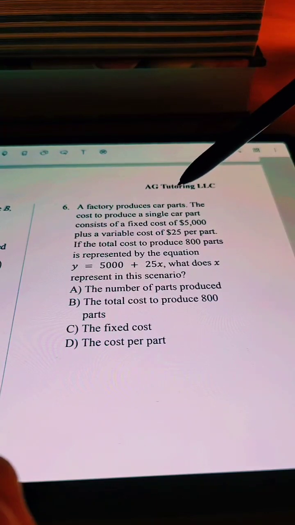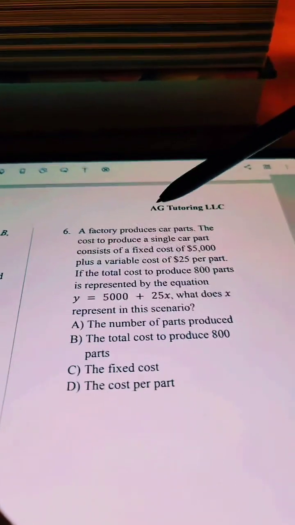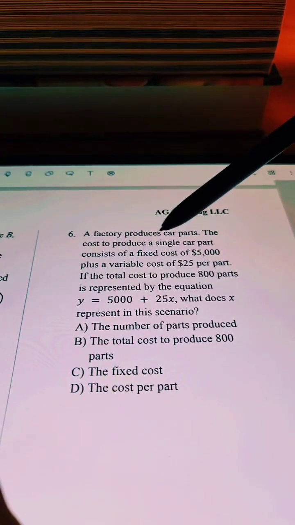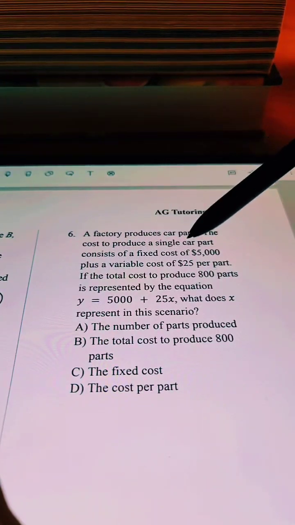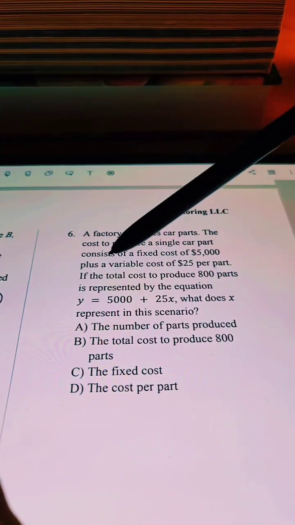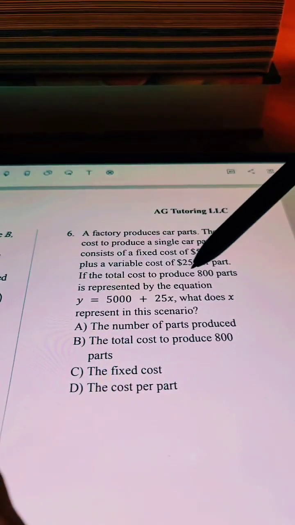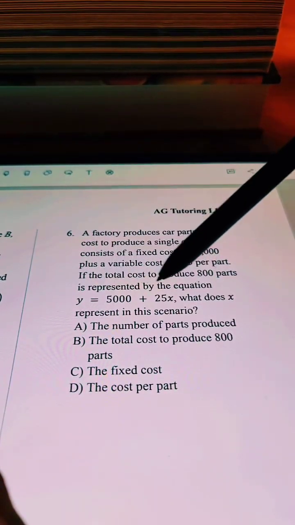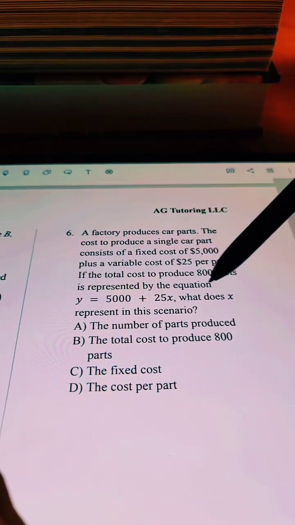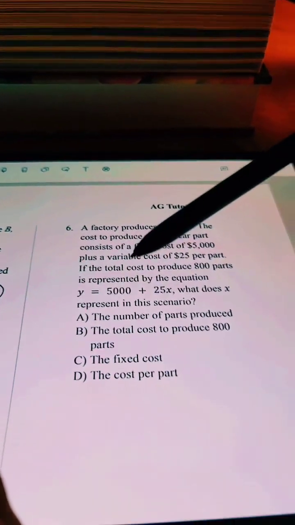Number 6. A factory produces car parts. The cost to produce a single car part consists of a fixed cost of $5,000 plus a variable cost of $25 per part. If the total cost to produce 800 parts is represented by this equation, what does X represent in the scenario? So we want what X represents.